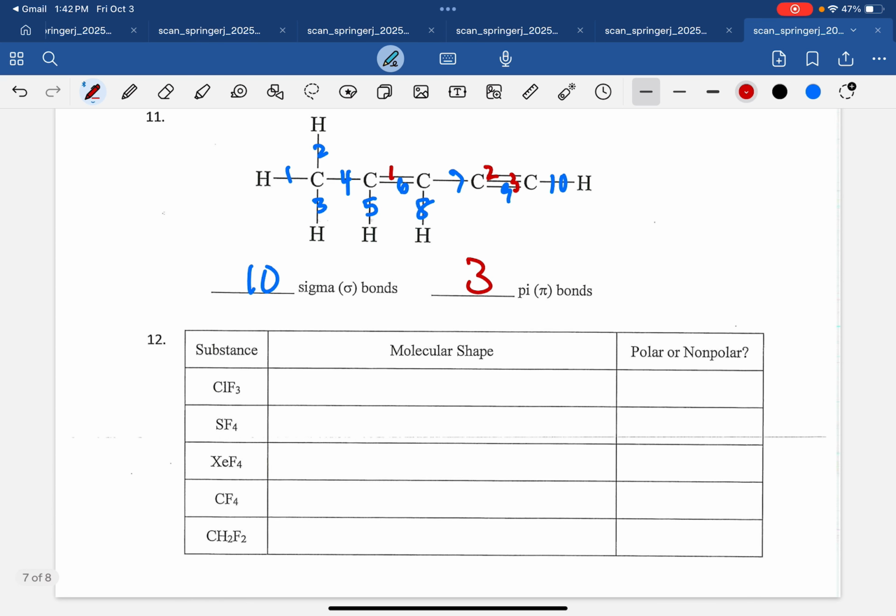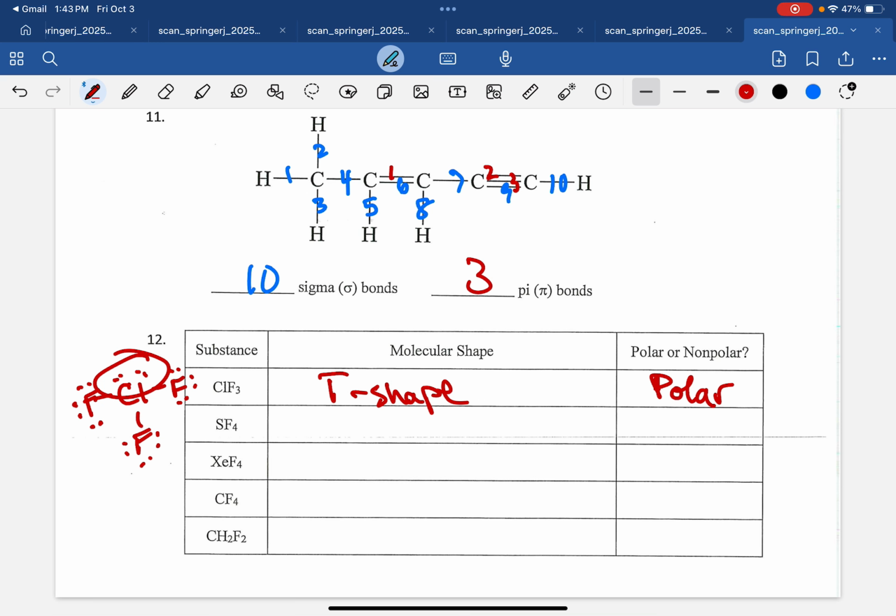Next, we've got this table number 12. We're filling in the missing information. The ClF3, I believe we've seen this one earlier. It has 28 valence electrons. To get that, we've got to have 2 lone pairs on the chlorine. That makes this have a T shape. And it is polar because not all the dipoles cancel out. Not all dipoles cancel.